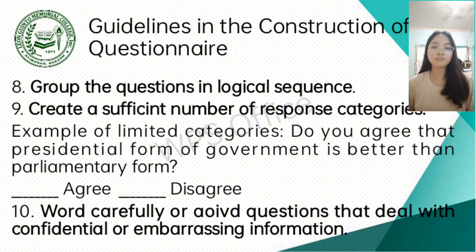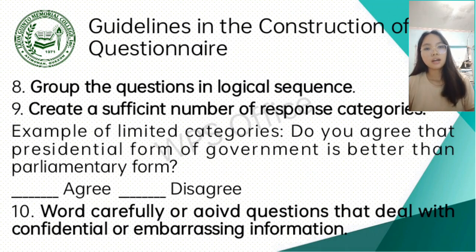Next is create a sufficient number of response categories. So this is to make possible the inclusion of the correct choice of the respondents. If the correct choice of the respondents is not included among the response categories and he is required to make a response, his reply would be wrong. So an example of limited categories is, do you agree that the presidential form of government is better than the parliamentary form? So there are only two categories, which are agree and disagree, right?